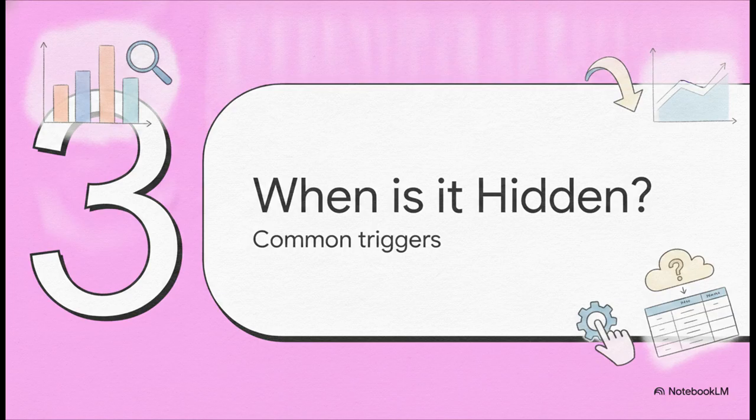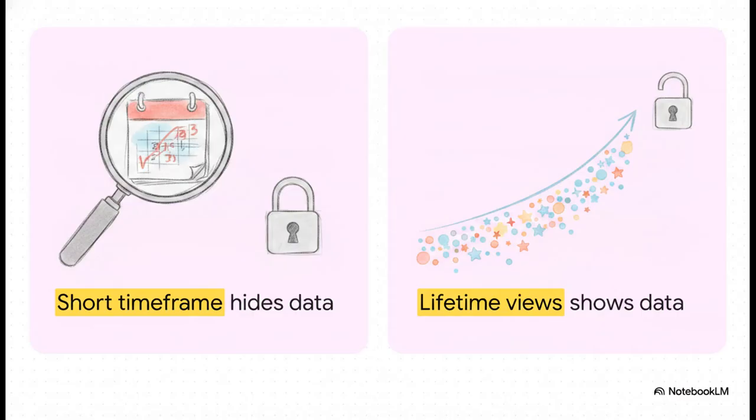Okay, part 3. When is it hidden? Let's look at some common triggers. Using a really short time frame is probably the most common mistake I see. If you select the last 7 days filter and you only got 15 views in that specific week, the data is going to be hidden. However, if you just switch that exact same report over to lifetime or total views, suddenly you cross that data threshold and the report is totally visible. The data was always there the whole time, you just zoomed in a bit too close.